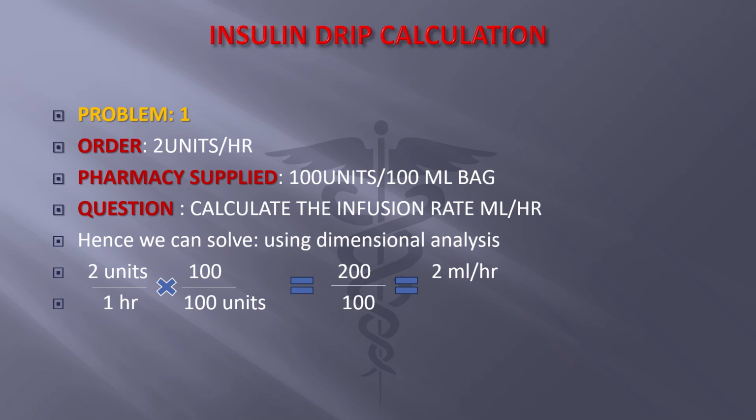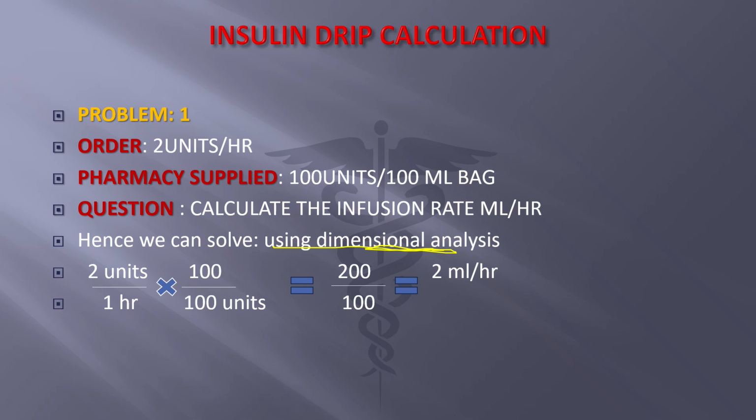Now your task is to calculate. How do you calculate the infusion rate in ml per hour? Here we will use dimensional analysis. What do you mean by dimensional analysis? Dimensional analysis is used where you have a lot of unit conversions happening together simultaneously. We prefer to use dimensional analysis.